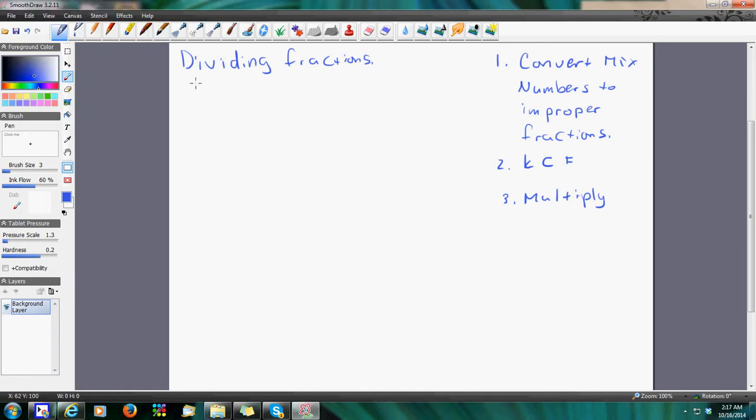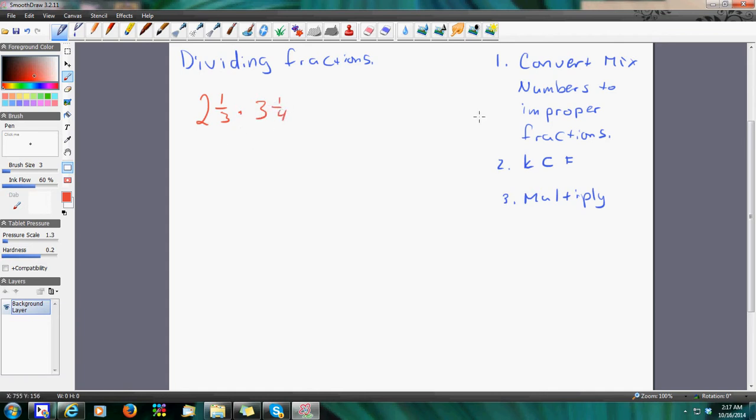So dividing fractions is actually quite easy, but it's something that you have to do and you have to practice, and there is something that's a little bit tricky about it. So I'm going to just dive on in, and I'm going to give you an example. 2 1/3 times 3 1/4.